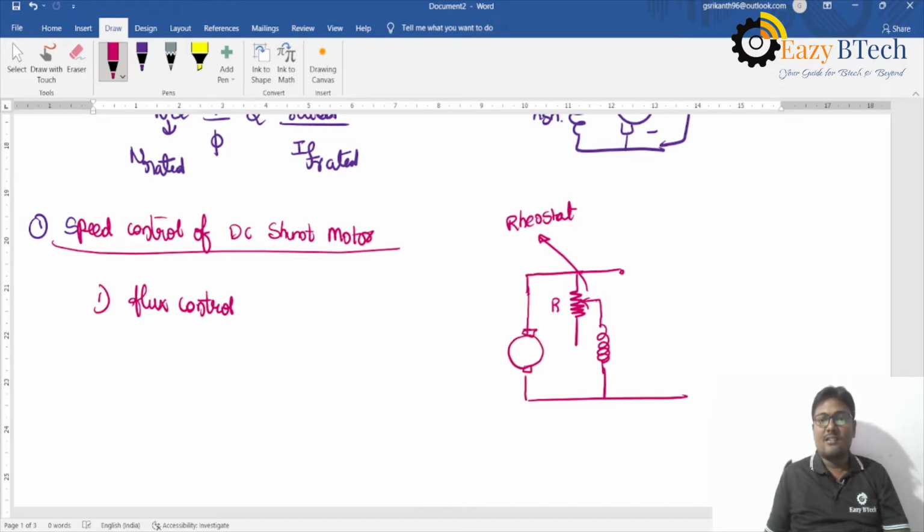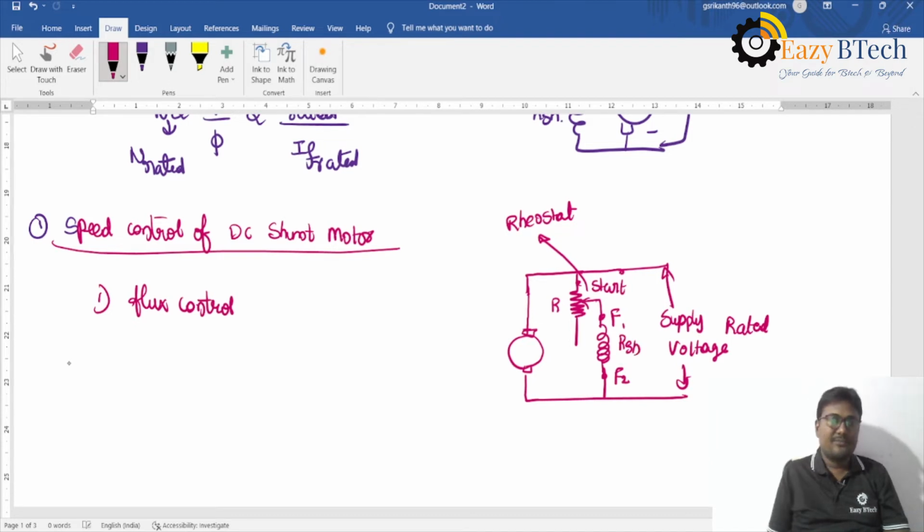This is at start. Here I am giving the supply voltage, and that too it is the rated voltage. The field terminals are F1 and F2. The field winding resistance is Rsh.